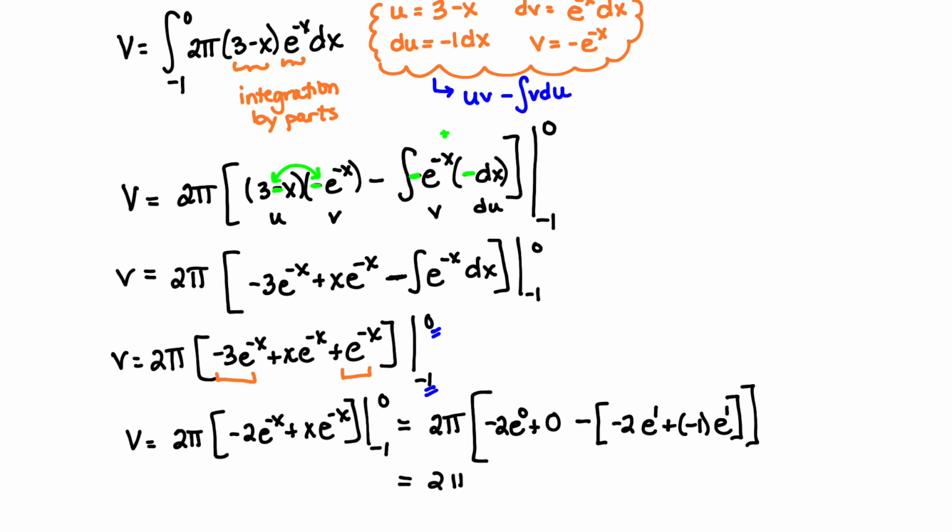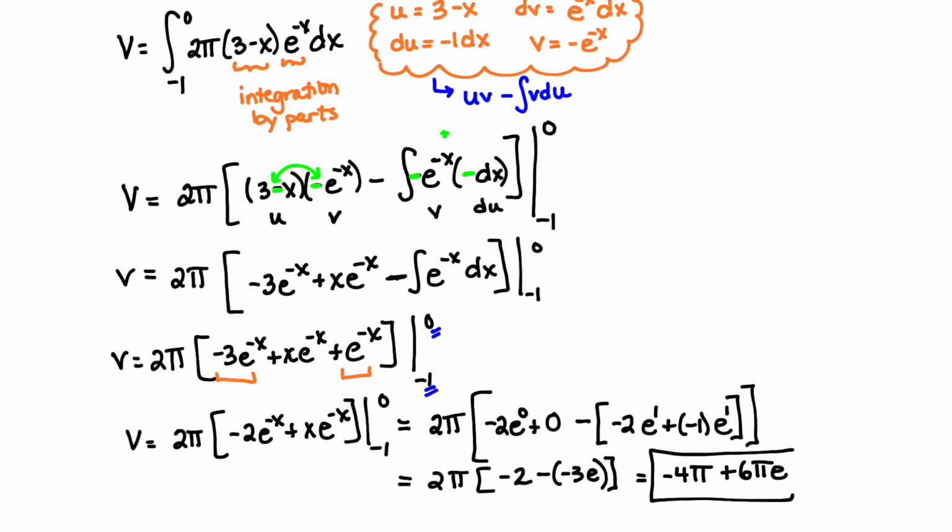Cleaning this all up, what do we get? 2 pi times the quantity. Negative 2 e to the 0 is just -2, plus 0 is just -2. And over on the other side, I have -2e minus 1e, which is going to give me -3e. And doing one more cleanup, it looks like I've got -4 pi plus 6 pi e. This, in cubic units, represents the volume of that solid of revolution using cylindrical shells.